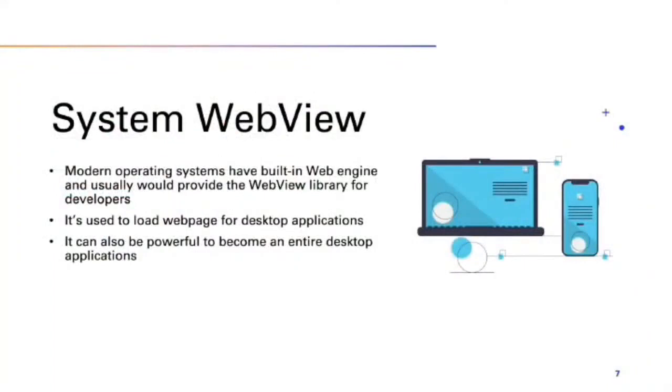Well, I believe one of the major reasons is we try our best to bridge the system libraries. Modern operating systems usually have a built-in web browser, right? So if there's a web browser, there's a web engine, and usually they provide a library for developers to use that engine. That library is called WebView. If you have already heard about it, you should have seen the documentation about WebView on Android, iOS, macOS, and even Windows. It's usually used by applications to load web pages into specific sections, but it also provides many powerful features, so it's possible to use it to become an entire desktop application. The main problem is they usually don't share the same interface between platforms. They usually can't be used in the same languages either.